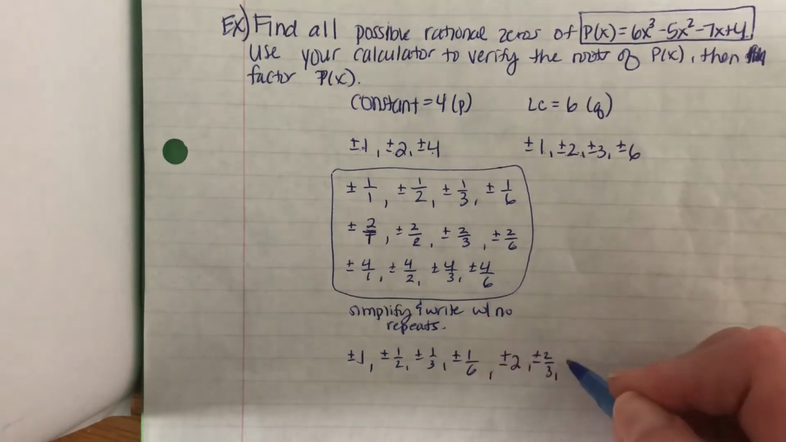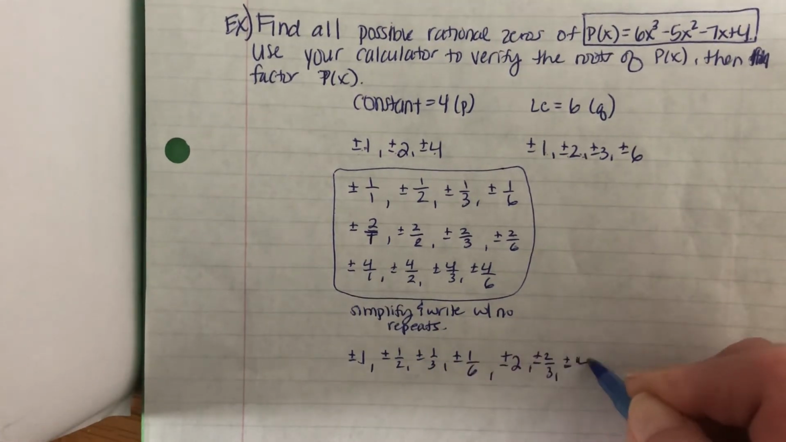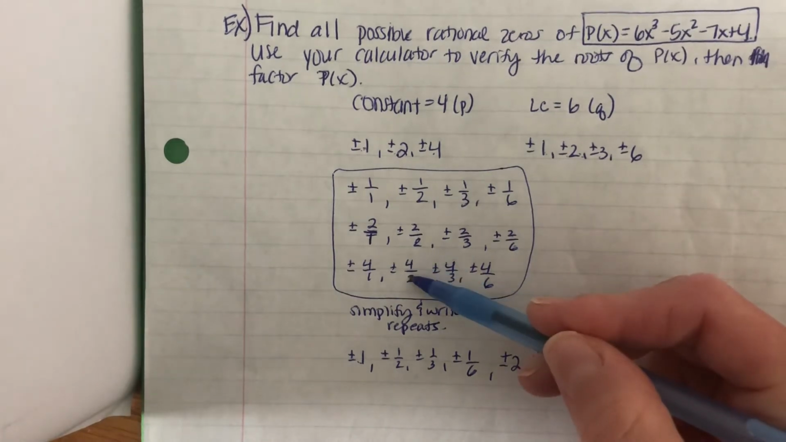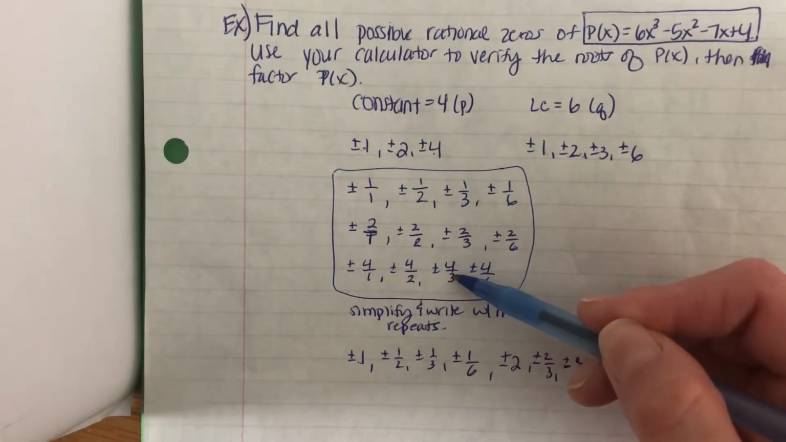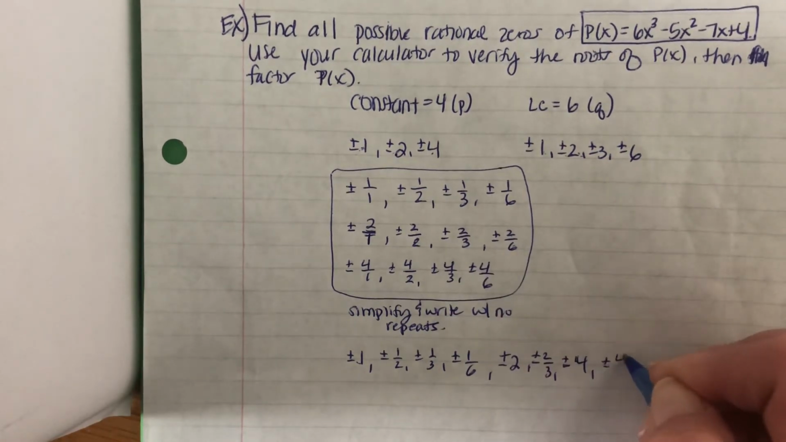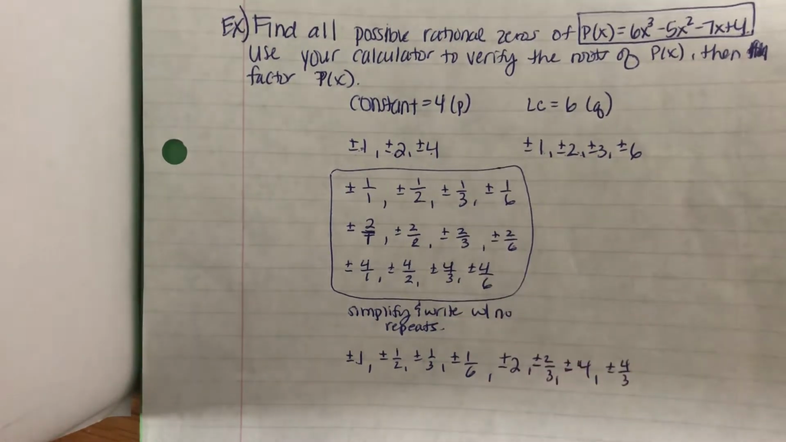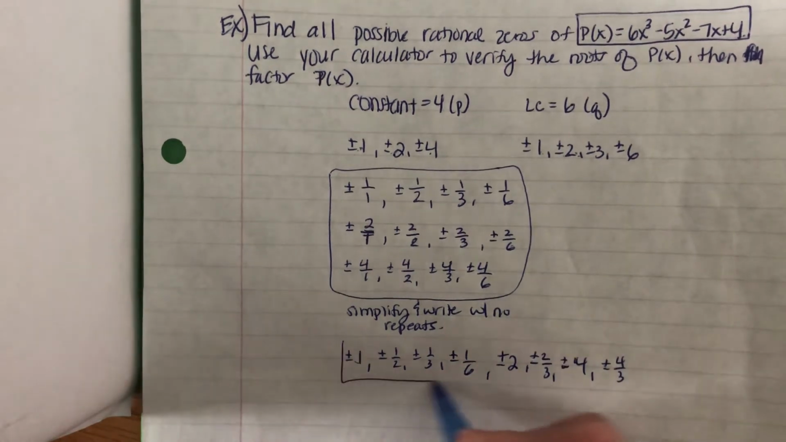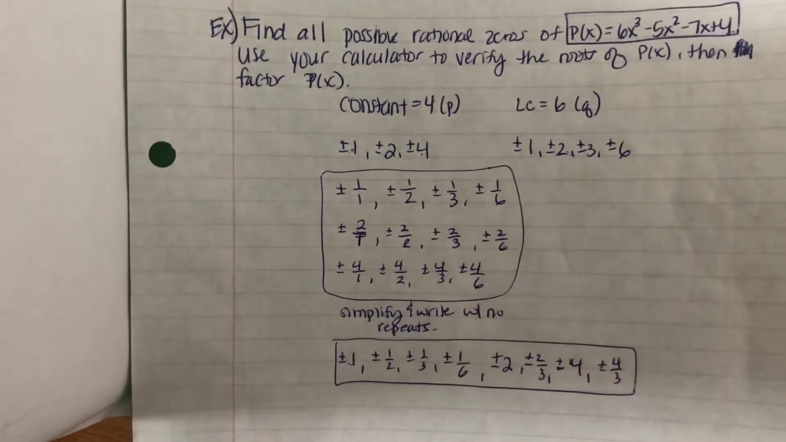Next up would be plus or minus 4. 4/2 is 2. We already have that. 4/3 we do not have. And 4/6 would reduce down to 2/3, and we already have that on our list. So here's my simplified list now.